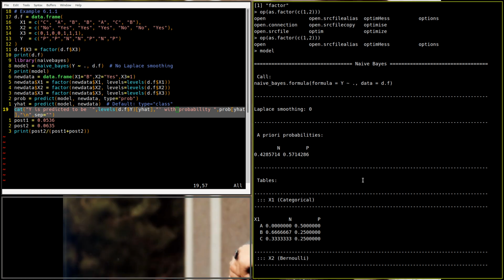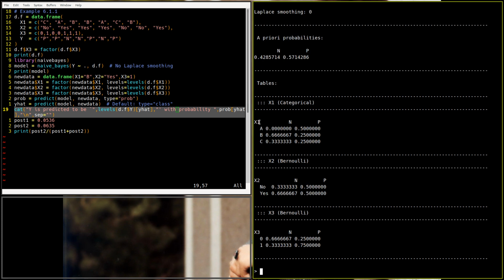Then we find that all this probability is calculated. What I want to point out is this: it tells us there is a 0 probability of seeing it in n when y equals n. That's why we have a warning there. So when we are looking for x1 equals a, the probability will always be equal to 0. In some sense it's unfair, right? So this is the model.